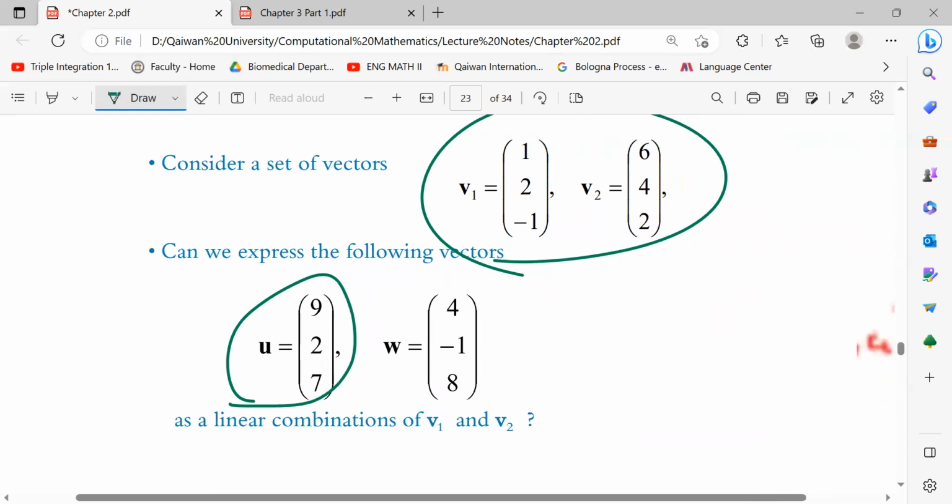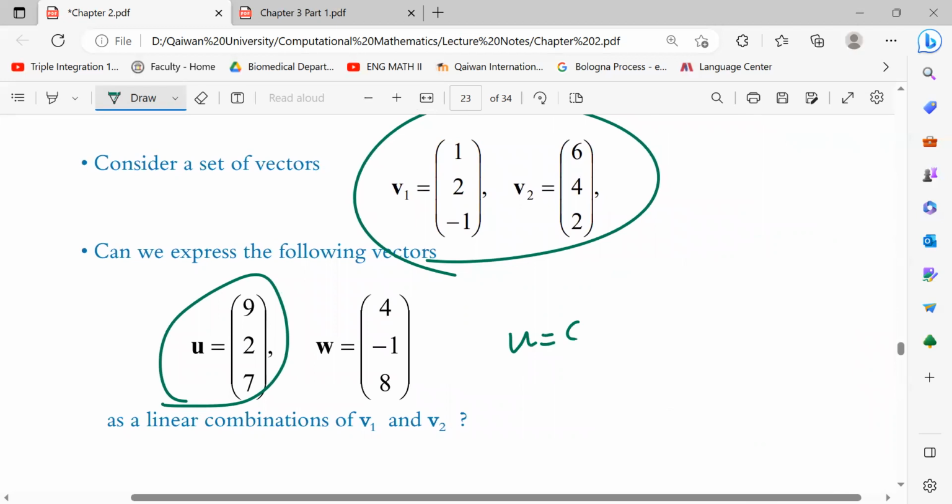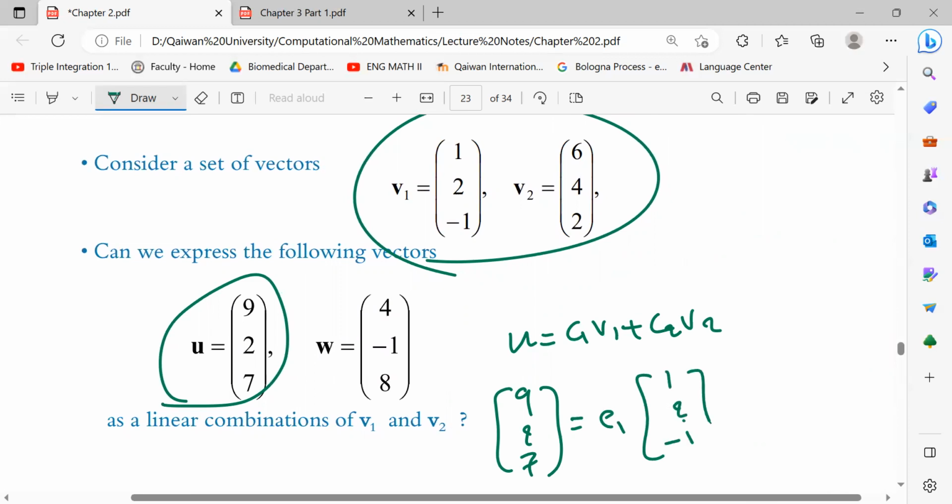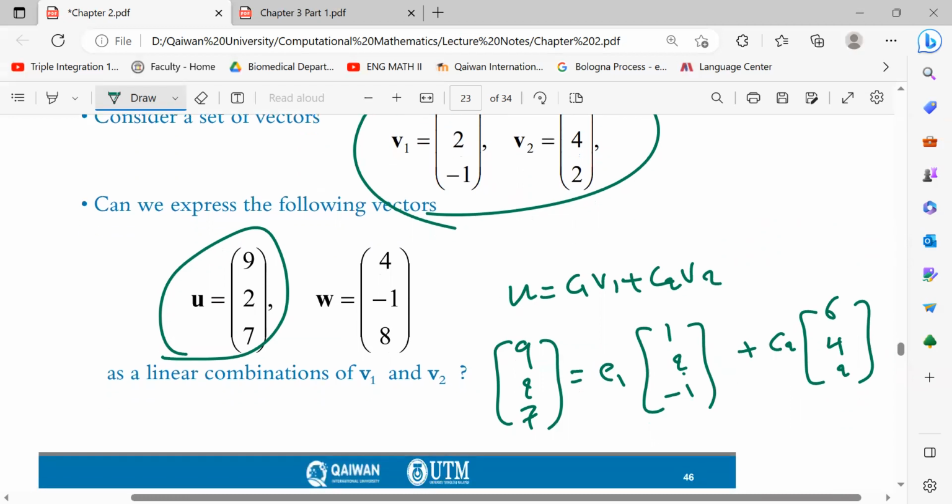For the first one, we need to say U is C1 V1 plus C2 V2. That means 9, 2, and 7 is equal to C1 multiplying by V1, which is 1, 2, negative 1, plus C2 multiplying by 6, 4, and 2. Okay? We have these two. Now, we need to find the values of C1 and C2 here.